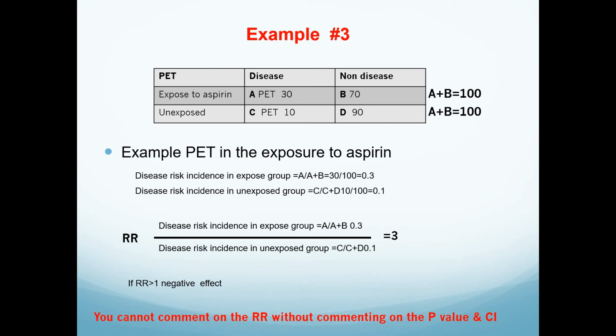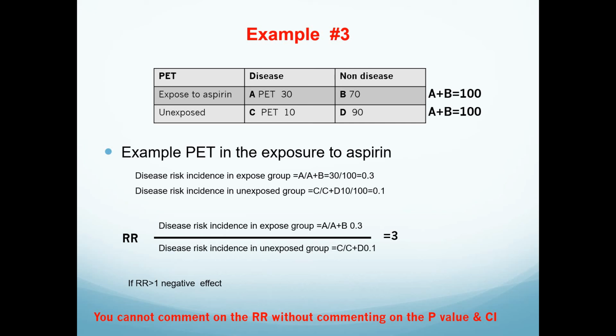We'll continue with the same example, where we have the exposed group to the aspirin, they develop 30% BET, whereas the non-exposed group for aspirin, they develop 10% the BET. That means the relative risk is the risk of the people developing BET in the exposed group, 0.3, divided by the incidence of the unexposed group, which is 0.1, which is equal to 3.